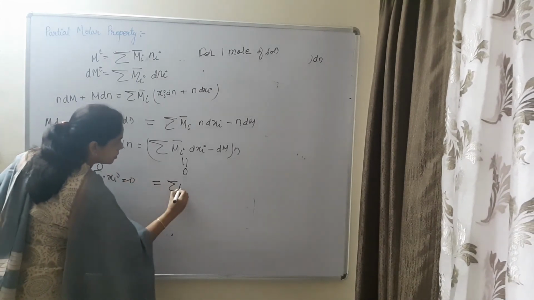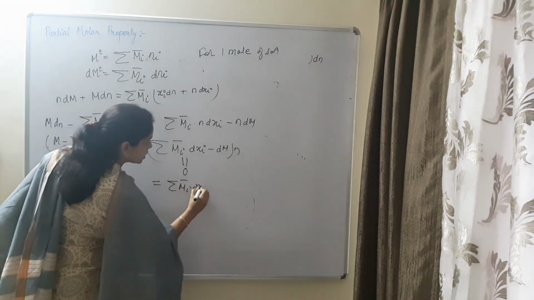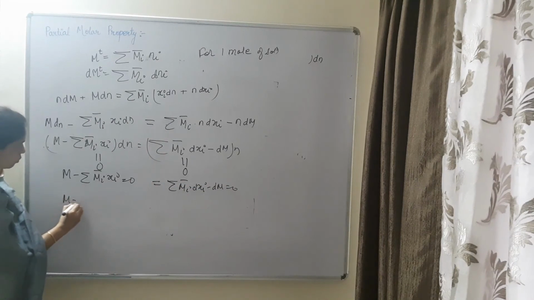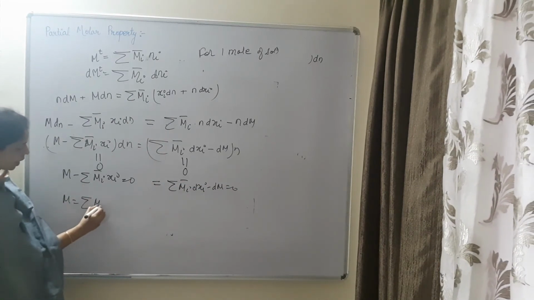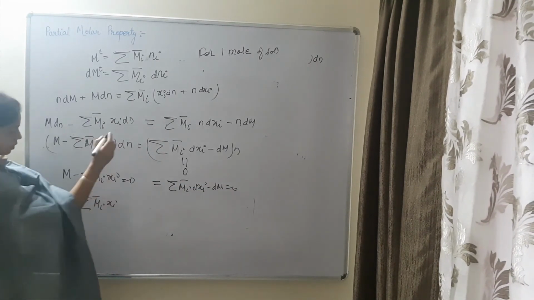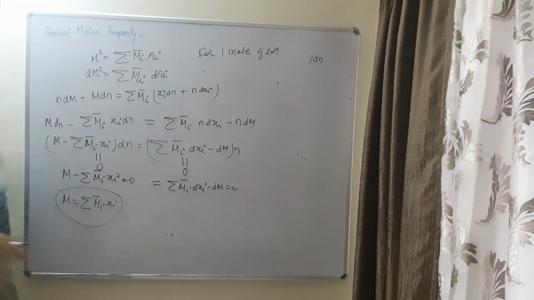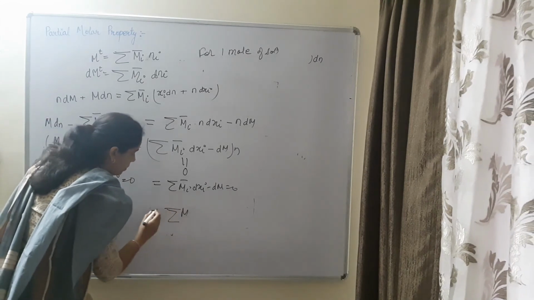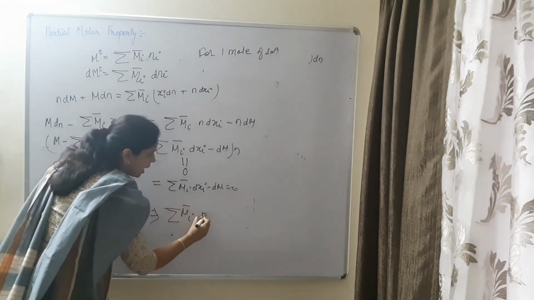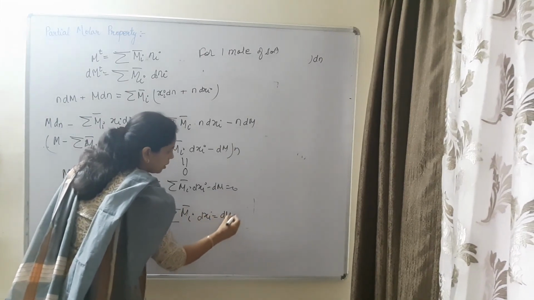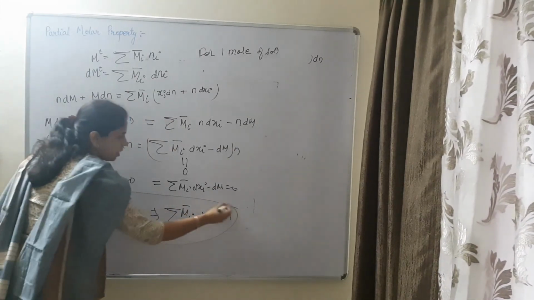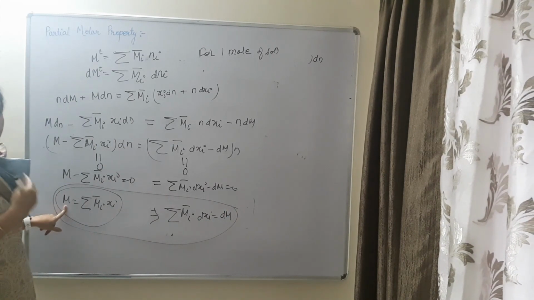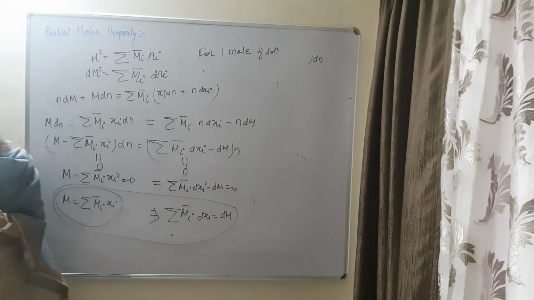Similarly here, mi bar dxi minus dm is equal to 0. So m is equal to the summation of mi bar xi, which is for 1 mole of solution, right? Similarly, the summation of mi bar dxi is equal to dm. So you can prove this, right? This is the relationship between the molar property and the partial molar property. Hope you will understand this.